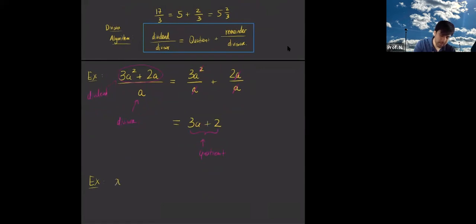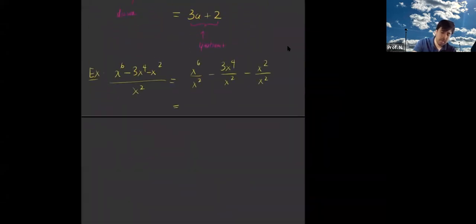So if I have something like this, for example, x to the 6th minus 3x to the 4th minus x squared, and I divide this by x squared, what I could do is separate everything. And I get x to the 6th divided by x squared minus 3x to the 4th over x squared minus x squared over x squared. X to the 6th divided by x squared, what do you do when you have the same bases? You subtract the exponents. So you get x to the 4th minus 3x squared, again you subtract the exponents, and then x squared divided by x squared is 1.